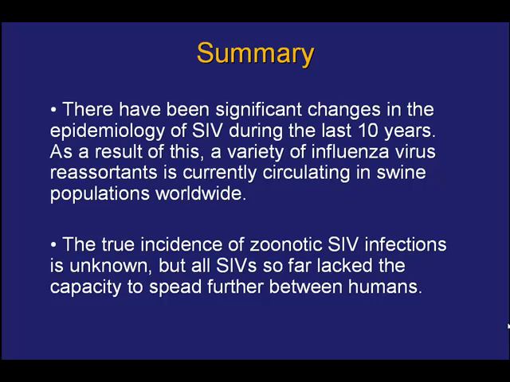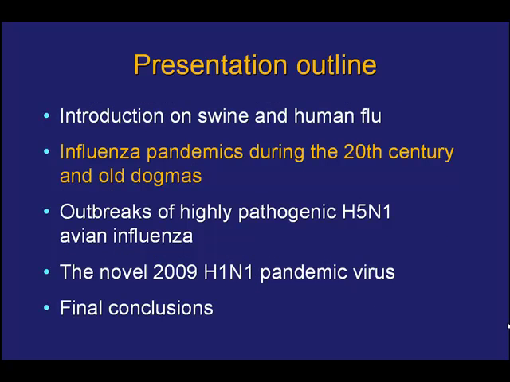So what you should take from this is that there is a variety of genetically heterogeneous influenza viruses circulating in swine populations worldwide, and many of those viruses have only emerged during the last decades. And the true incidence of zoonotic swine influenza is unknown, but until very recently, all of those swine viruses lacked the critical capacity to spread efficiently between humans.